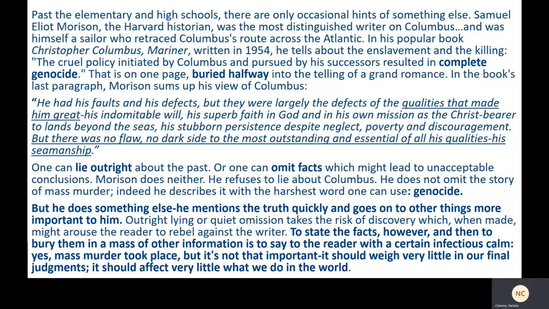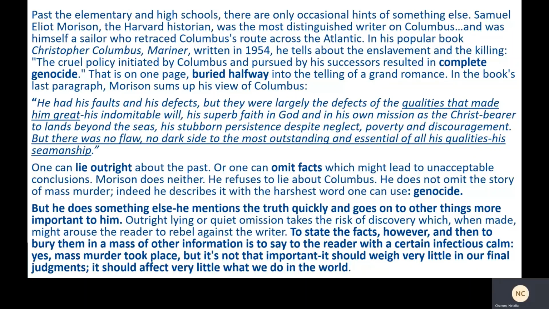In the book's last paragraph, Morison sums up his view of Columbus. He had his faults and his defects, but they were largely the defects of the qualities that made him great: his indomitable will, his superb faith in God, and in his own mission as the Christ-bearer to lands beyond the seas, his stubborn persistence despite neglect, poverty, and discouragement. But there was no flaw, no dark side to the most outstanding and essential of all his qualities: his seamanship.